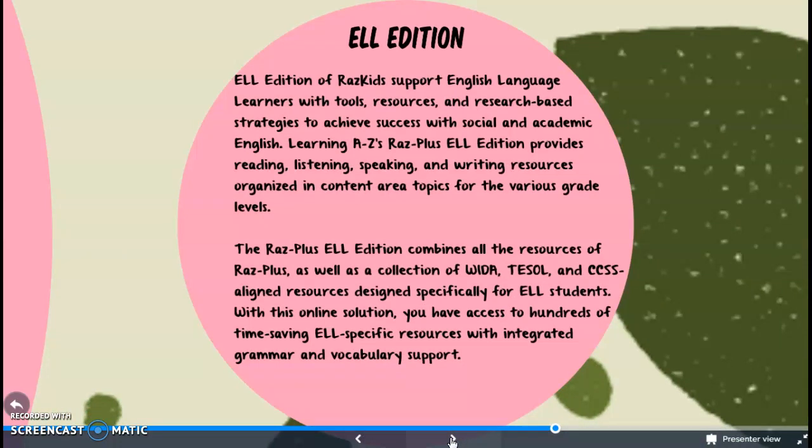Then they have the ELL edition, where there are more tools that will help with the ELL students, with strategies to help them improve with their academics in the English language. And then they have different resources that help them according to the WIDA standards, as well as the Common Core standards. It helps them build up their vocabulary as well.